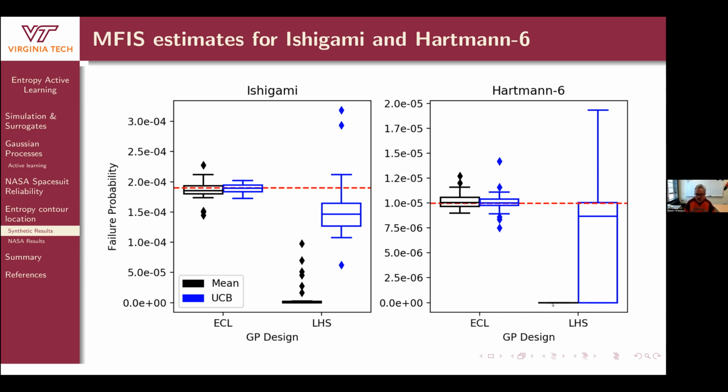That was the plot in our original submission of this paper, but the referees came back and said, well, why don't you do this other thing? Why don't you use the upper confidence bound of your surrogate, fit to your Latin hypercube and to your ECL and try that instead. And so we said, okay, we'll do that.